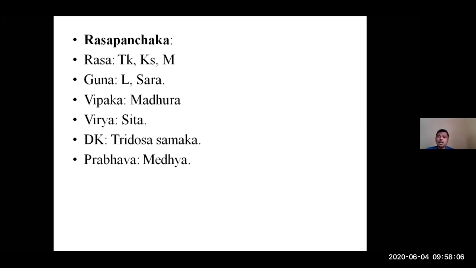And guna is laghu and saraguna. So here the important guna is saraguna. Laghu and saraguna. Vipaka is madhura vipaka and virya is shita virya. Tikta kashaya madhura rasa. Laghu saraguna, madhura vipaka, shita virya. And tridosha shamaka. It is having tridosha shamaka karma. But prabhava is, you can say, medhya. Prabhava is medhya.